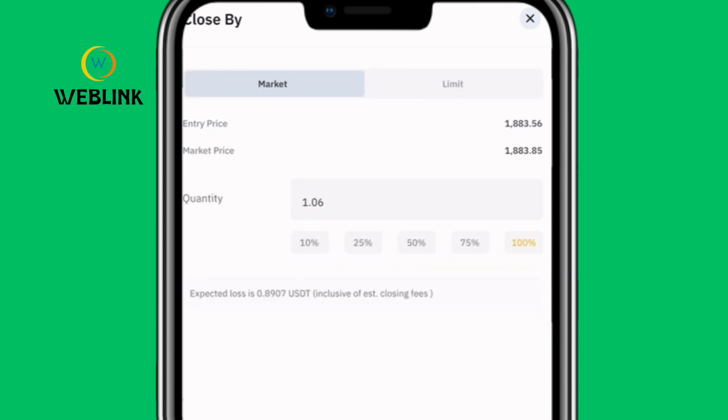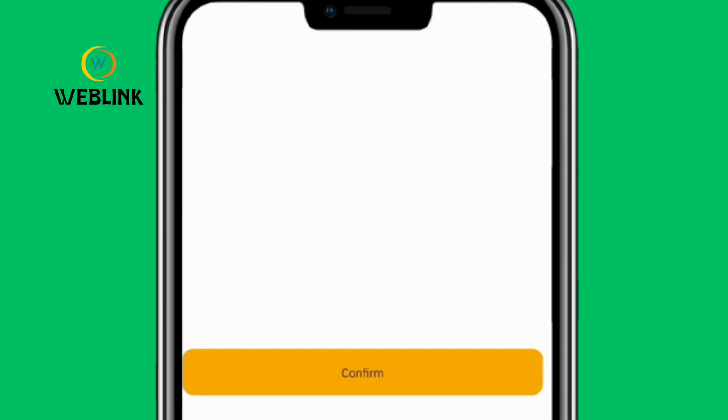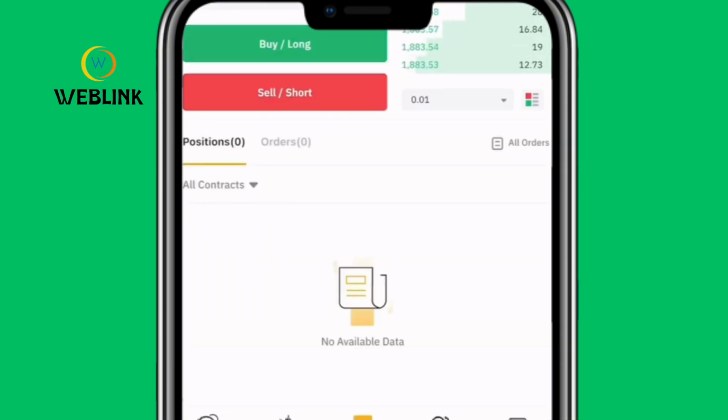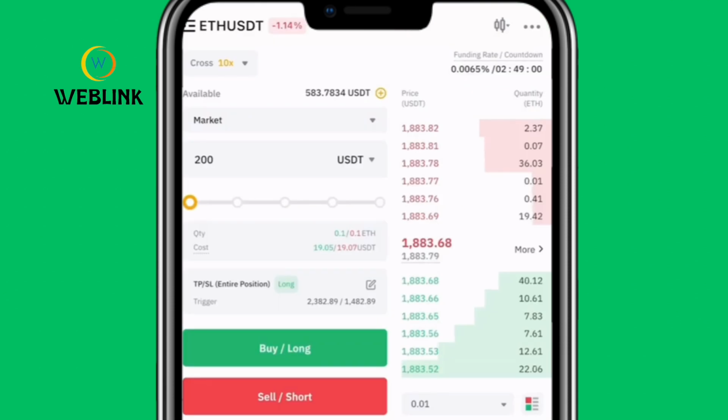So you come right here, you'll be seeing that the expected loss is 0.89. You can see it's changing. So you'll be seeing the amount of loss or profit that you'll make if you close it instantly or immediately. So I'll just come here and tap on confirm. So you can see that it has been closed and it is no longer there. So this is the simple and complete guide on how to do derivatives trading on the Bybit app.